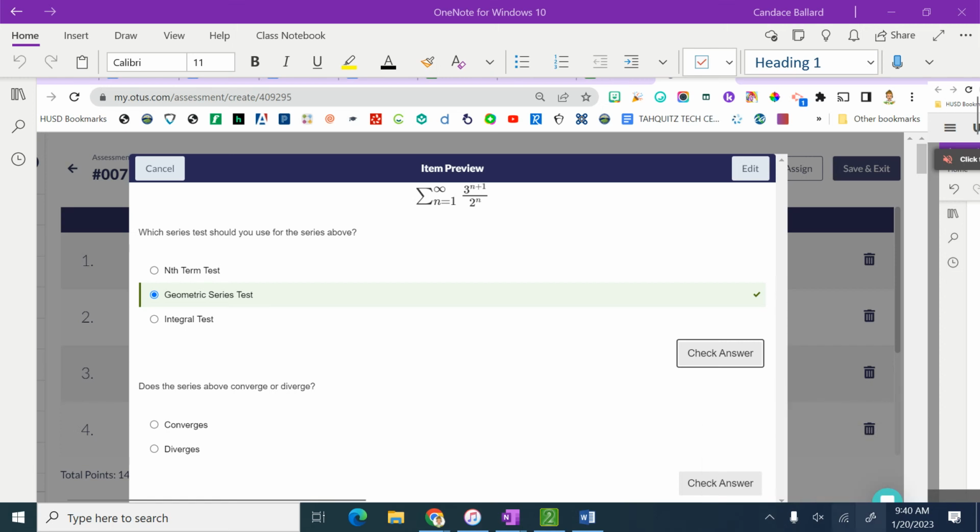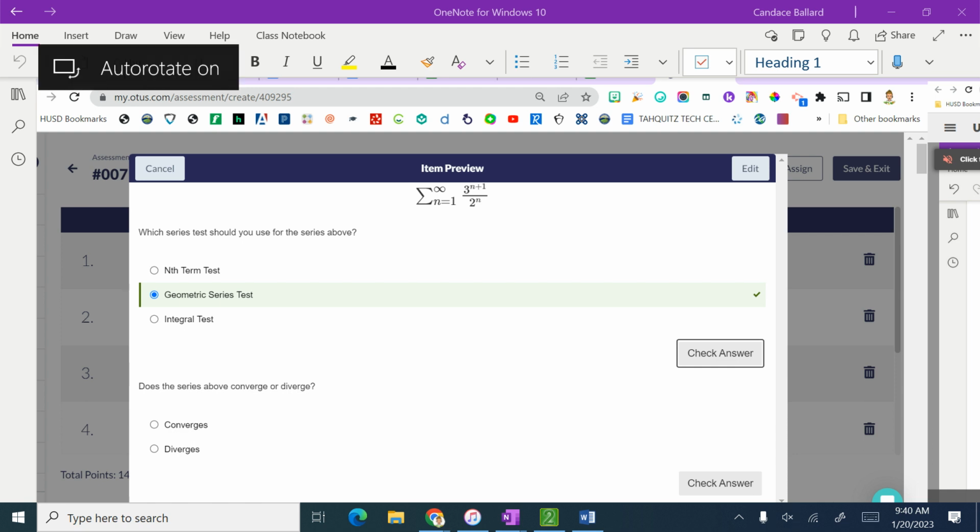Okay, so there's 3 tests that we have so far, right? We have nth term, we have geometric, and we have integral tests, okay? And the hardest part about the test isn't doing the test itself, unless it's integral test, right? It's which one do you start with, okay? That's the hard part, okay? It's where do we start this thing?